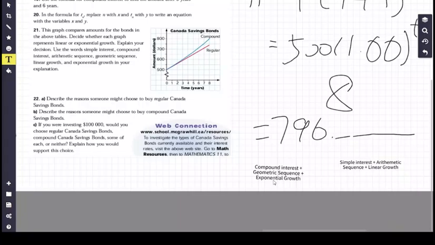So describe why someone might choose regular. If you want paying every single month, definitely choose regular because you're getting a set amount every month. But if you really want to make good money, you want to make extra money, you could definitely want to choose compound instead. If I was investing 100,000, I would choose compound because with such a big principal, I'm gonna earn a lot more.